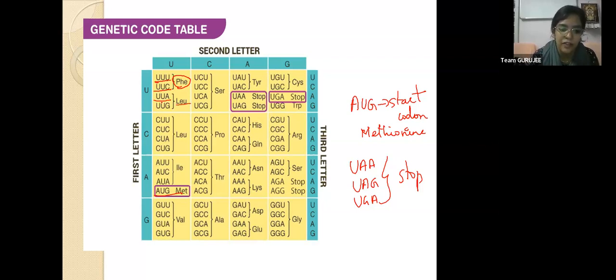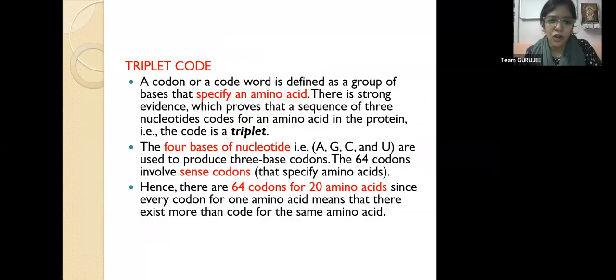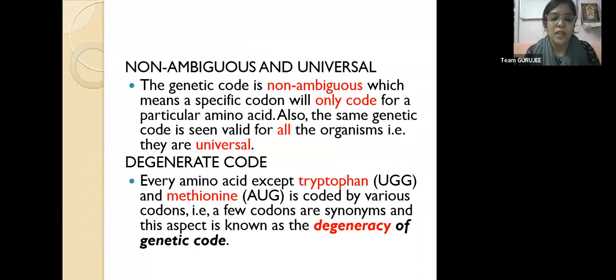UUA is coded only by one amino acid, leucine. LEU is leucine. But leucine can be coded by more than one triplet, that is UUA, UUG, CUU, etc. One amino acid can be coded by many triplets, but one code has only one amino acid. So these are the properties of non-ambiguous and degeneracy.